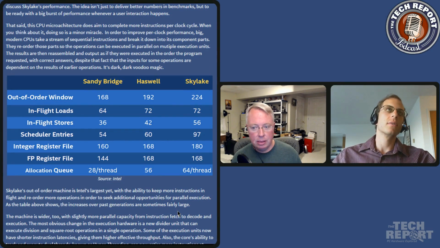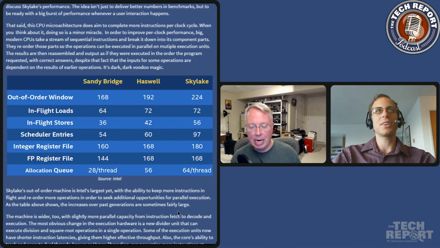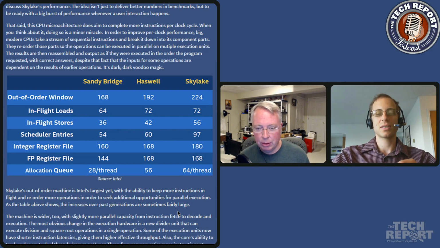So, where to start is a tough question, but let's go with my favorite slide that they presented, David, which is the size of the out of order machine. And basically showing us what the window looks like, how much stuff they can have in flight, how many entries they have in the different structures, and how that has grown from Sandy Bridge to Haswell to Skylake. So, take us through this. What does this look like to you?